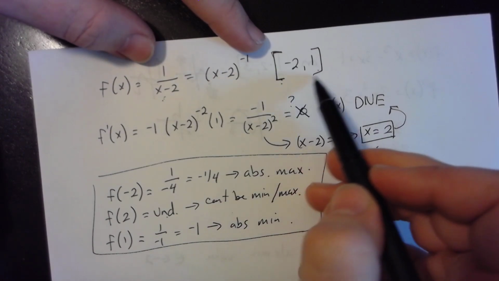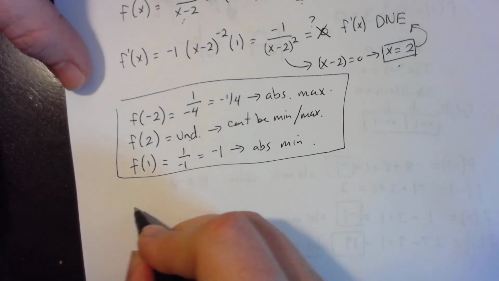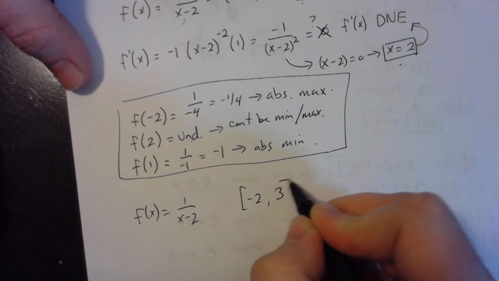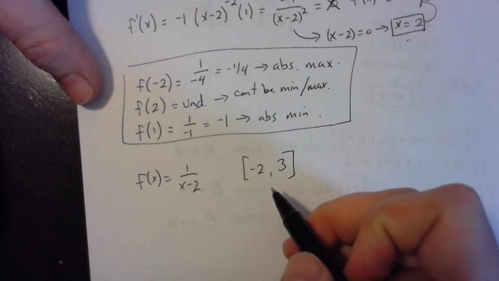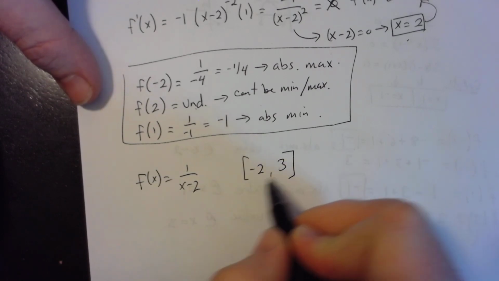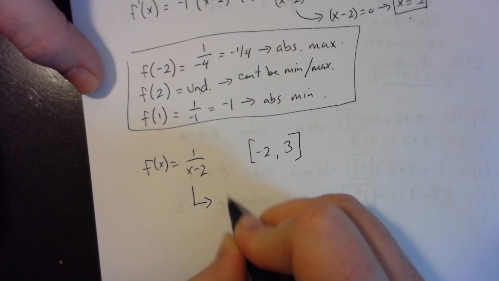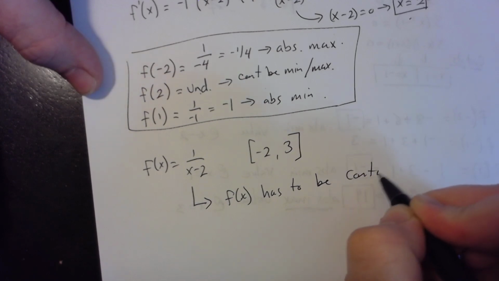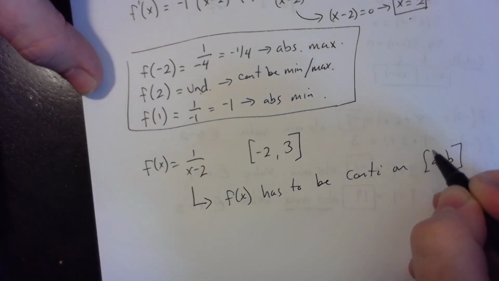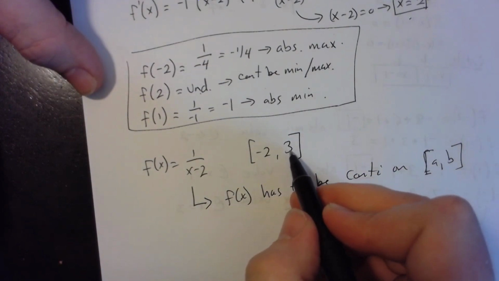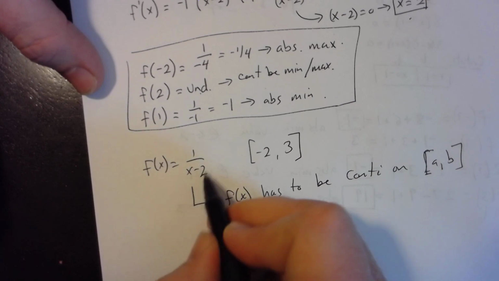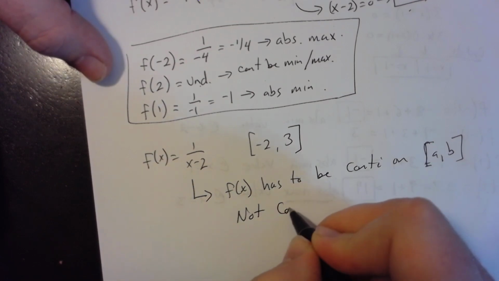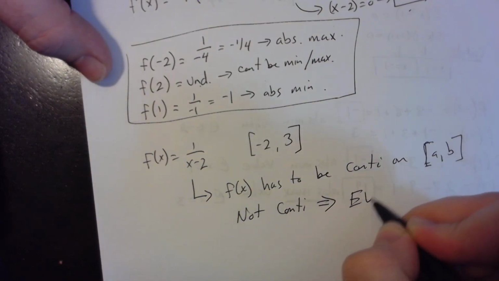Now, if for some odd reason this domain here was changed, let's for instance say that my f of x equals 1 over x minus 2, but my domain was from negative 2 to 3. The extreme value theorem no longer applies. There is nothing telling me that this domain is going to work for this function because, for the extreme value theorem to apply, f of x has to be continuous on that a to b set of values. And you'll notice that from negative 2 to 3, it's perfectly fine except for 2. At the value of 2, we are actually going to have a vertical asymptote, which therefore breaks the rules of continuity. So it's not continuous on that set, which implies the EVT does not apply.